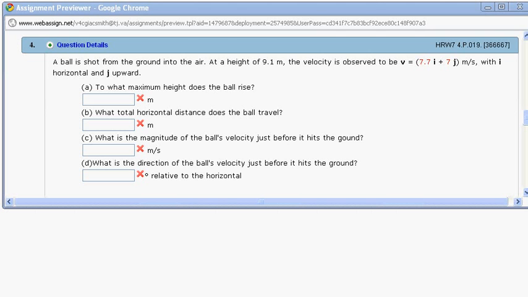This is the one where we have a ball shot from the ground up into the air, and we're given its velocity at a height of 9.1 meters, when it hits 9.1 meters on the way up. So there's our ground, and the ball goes something like that. At a height of 9.1 meters, the velocity is observed to be given. So right here, at this point in time, we're given some velocity, which I'm going to call V naught.